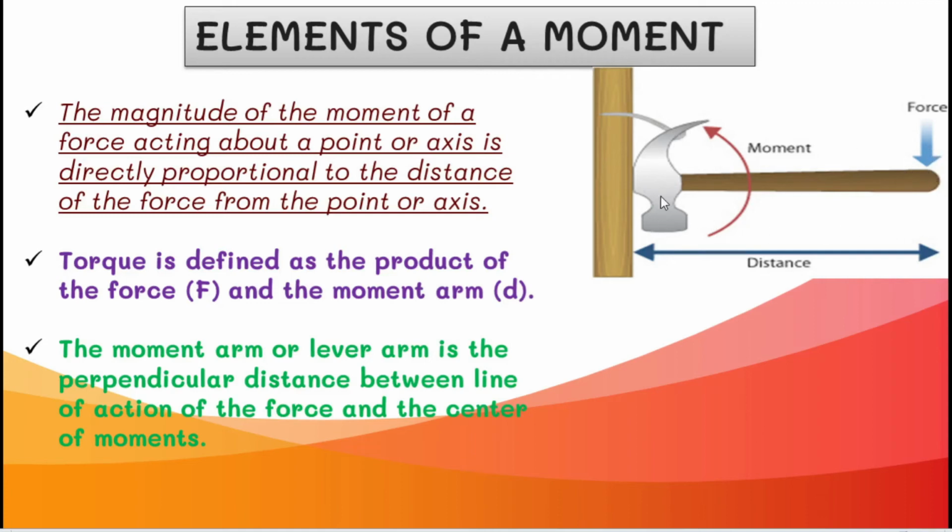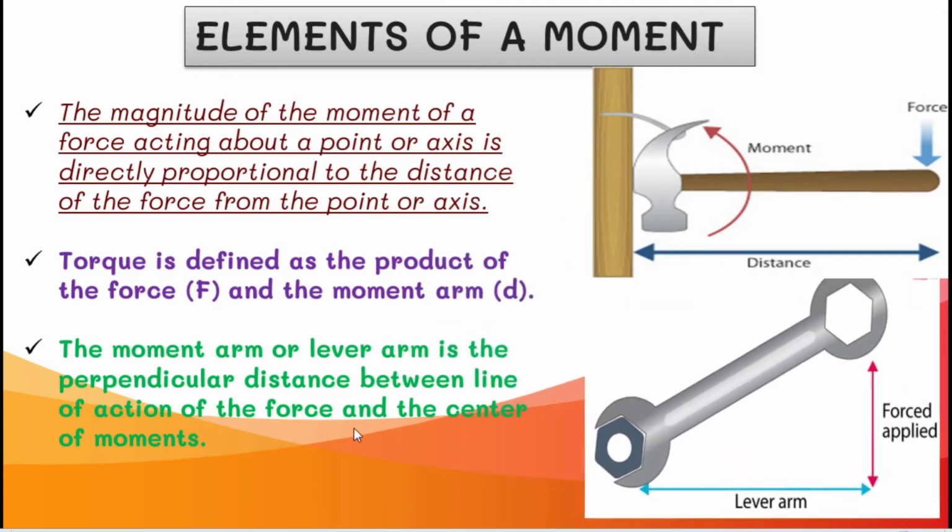When we are giving the force on that object, the distance and the force are very important. From this only we can form the formula for torque. Torque is defined as the product of force and distance. Distance is also known as the moment arm. The moment arm, or lever arm, is the perpendicular distance between the line of action of the force and the center of movement.